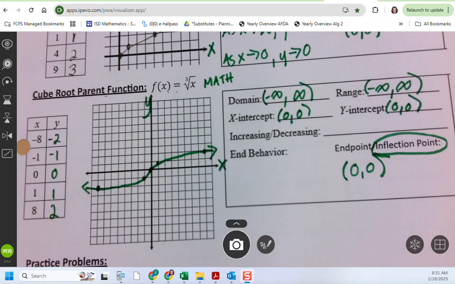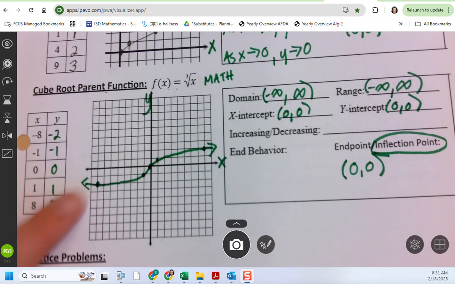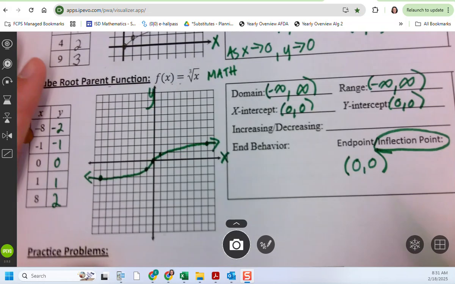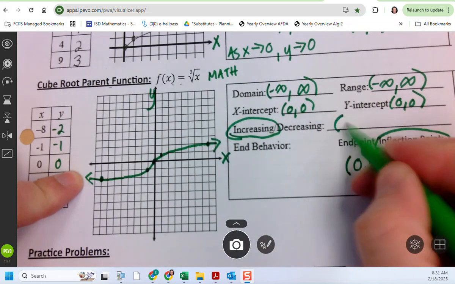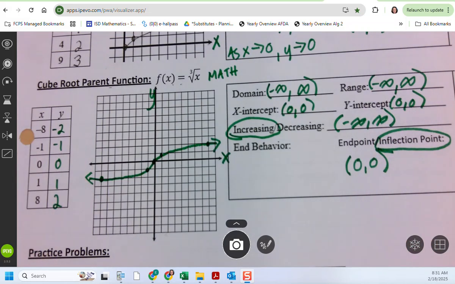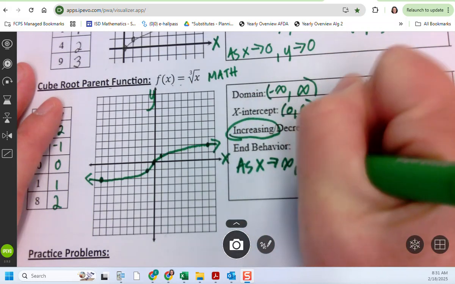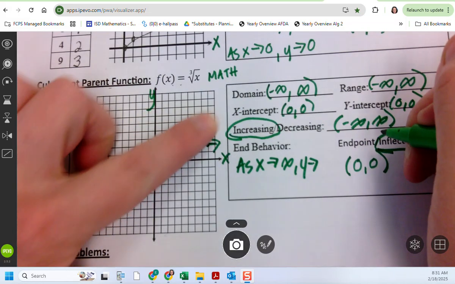For increasing and decreasing, remember that you read it from the left to the right. So the first question is, what is it doing? As we go left to right, is it increasing or decreasing? It's increasing. And it's increasing over its whole domain, so it's increasing from negative infinity to infinity. All right, end behavior. As x goes to infinity, y goes to what? Is it going up or down, the y?